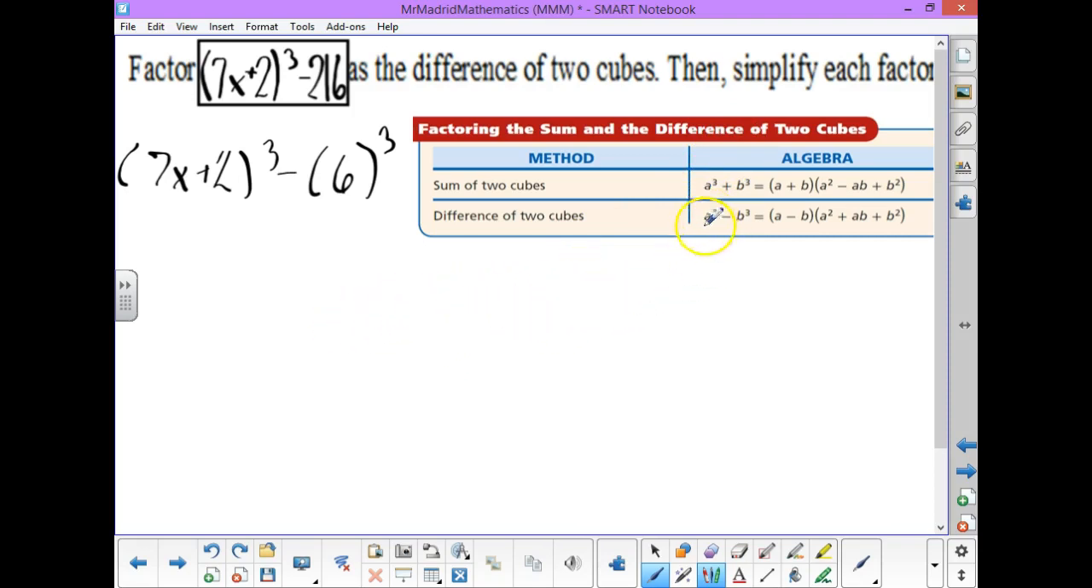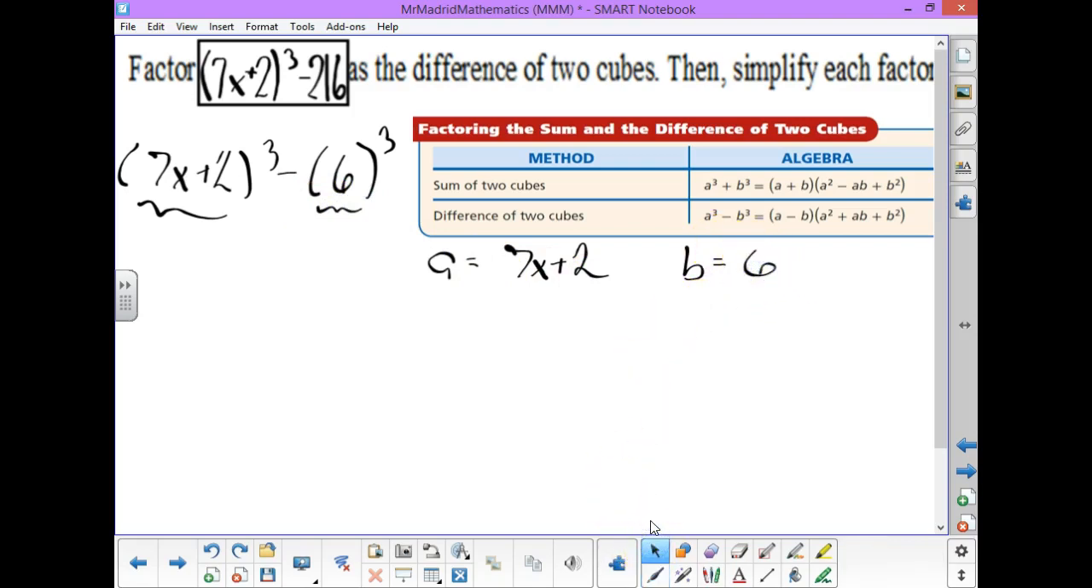But it does require knowledge of what A is and what B is, and it's not that difficult. So let's identify what A is. A is this portion here, so I'm going to put 7x plus 2. And you also need to know B. We know that B is this value here, or expression, so we'll put it in there.